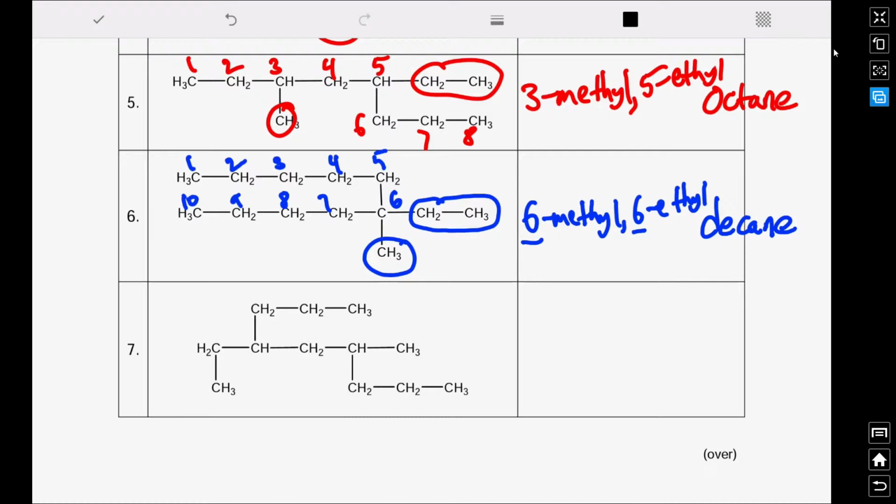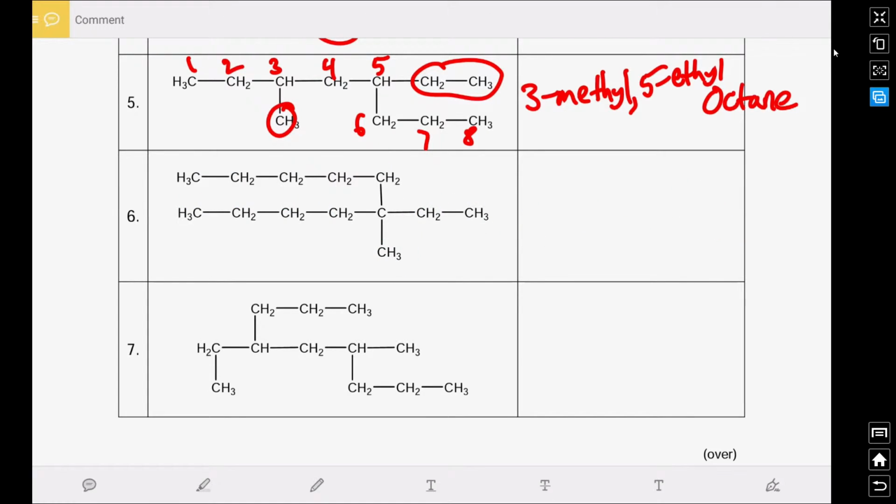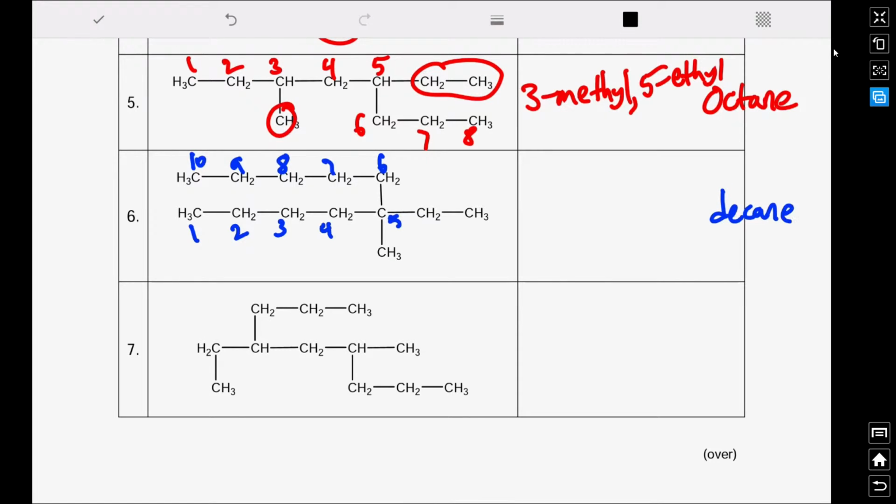If I renumbered it, so let me renumber it. If I renumbered it this way, 1, 2, 3, 4, 5, 6, 7, 8, 9, 10. It's still a decane chain. We can still put a decane, but this time my groups are no longer on the 6 carbon, they are on the 5 carbon, simply because I renumbered my carbons. And we can do this. There's nothing wrong with renumbering the carbons. Okay. So there it goes. This is a 5 methyl, 5 ethyl decane.